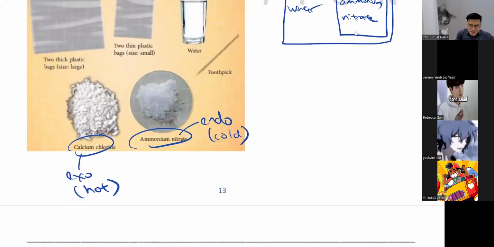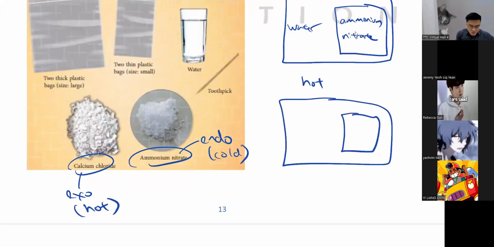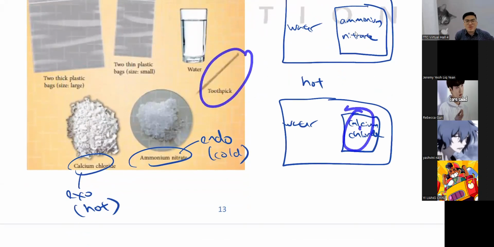All right, if you want to make a hot pack, then you do the opposite. You put calcium chloride. This is so lame. Calcium chloride, and you put water here. So what happens when you want to use it? Same thing. You take a toothpick and put a hole here.